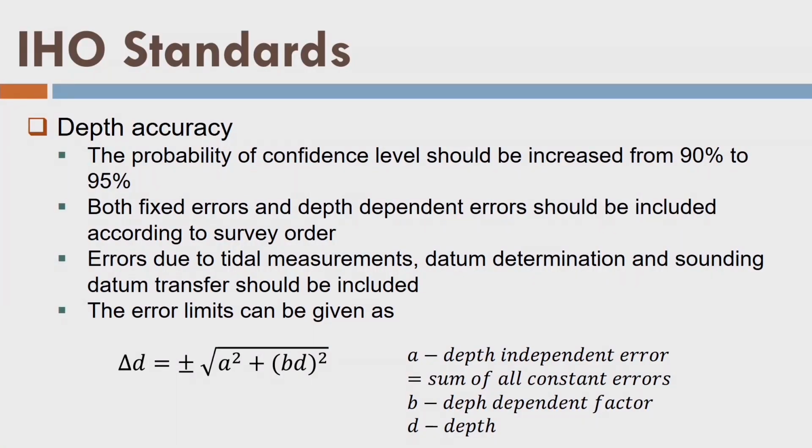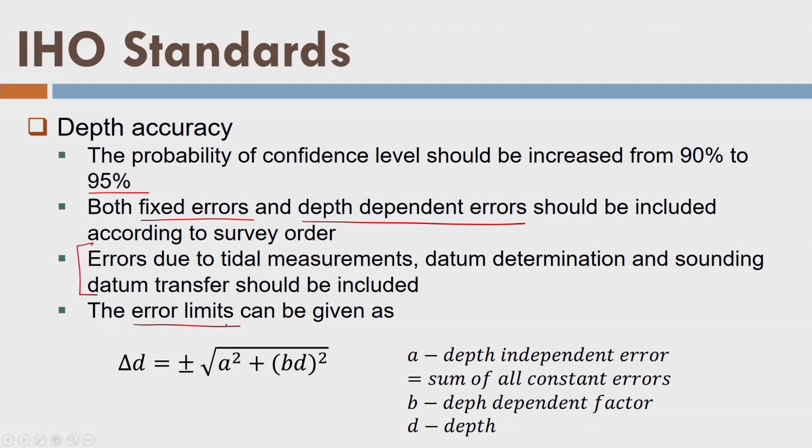You can see here, if I measure the depth with high accuracy, I can comment on what the tolerance of accuracy of the planimetric position is. One more thing is there, the depth accuracy. We talked about the position accuracy, now we are talking about the depth accuracy. Again, we have defined the 95% confidence interval level, and fixed errors and depth dependent errors should be included here.